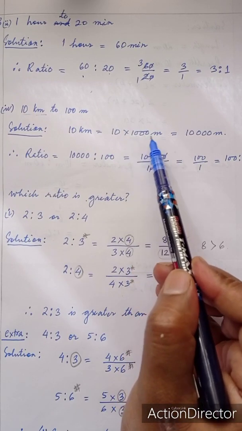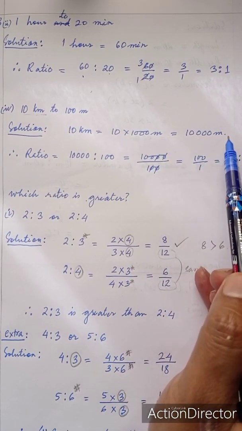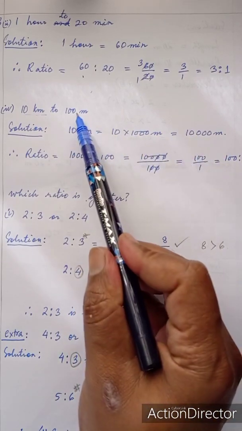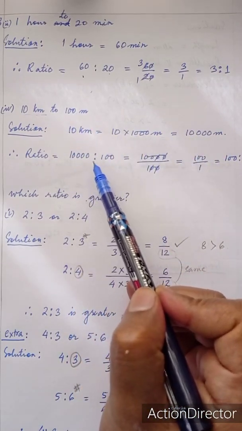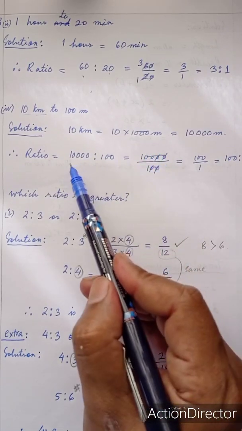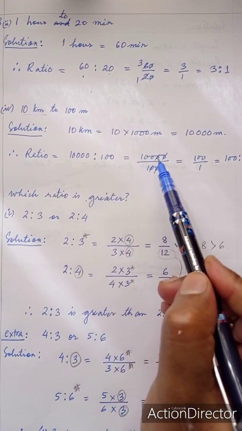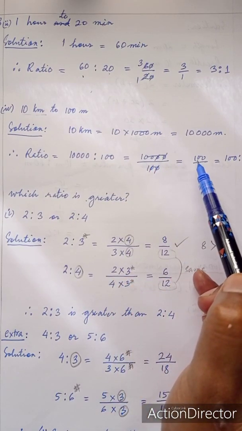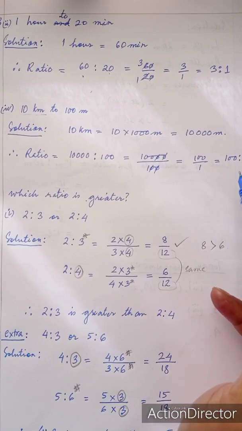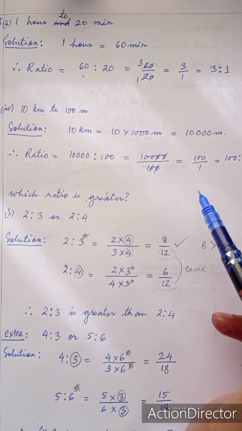So 10 into 1000 meter, that is 10,000 meter. So my ratio becomes 10,000 meter is to 100 meter. So without the meter, it is 10,000 by 100. Cut two zeros, you have 100 divided by 1, that is 100 is to 1. So this is how we make a ratio.